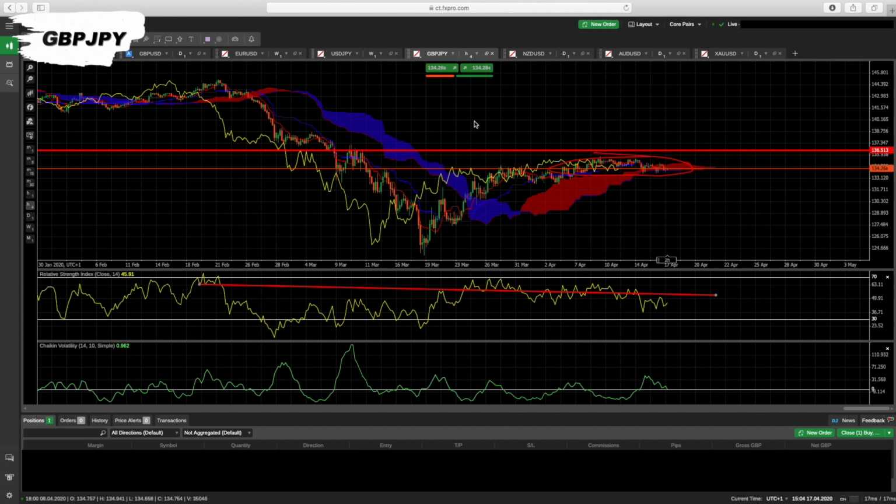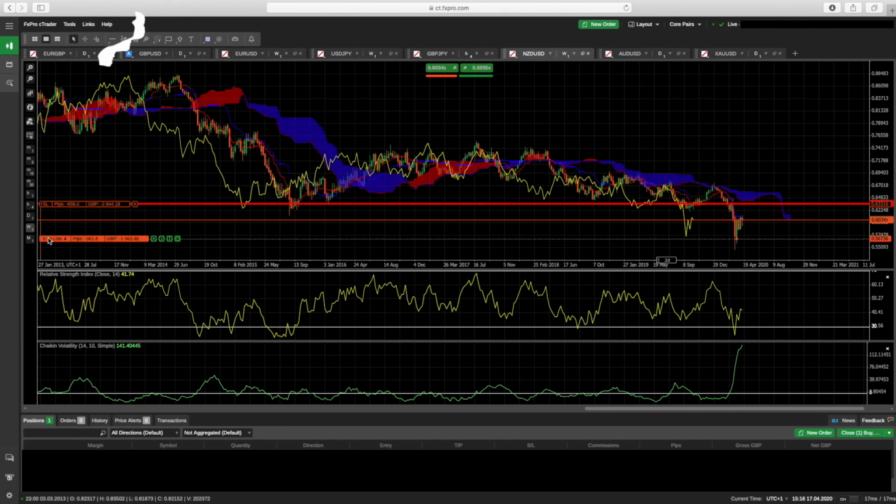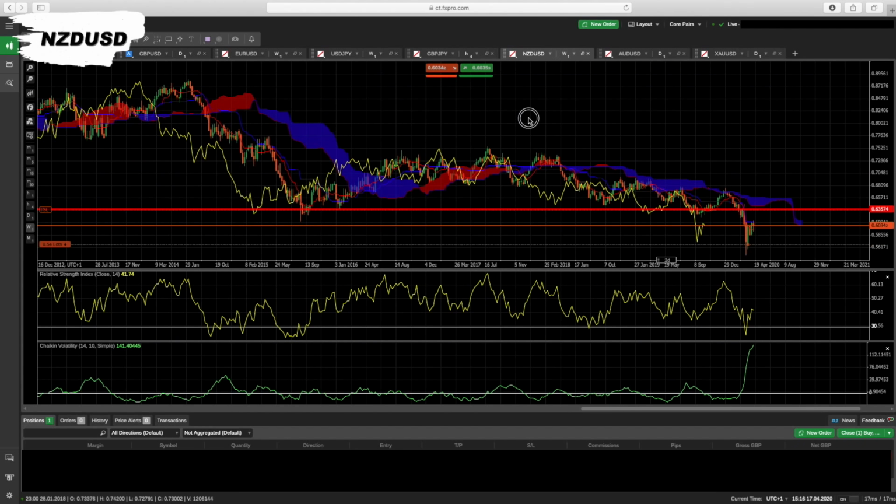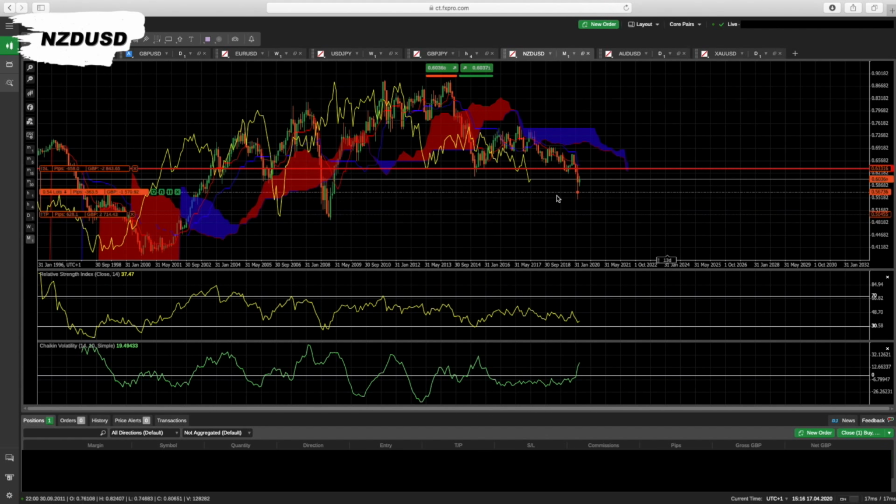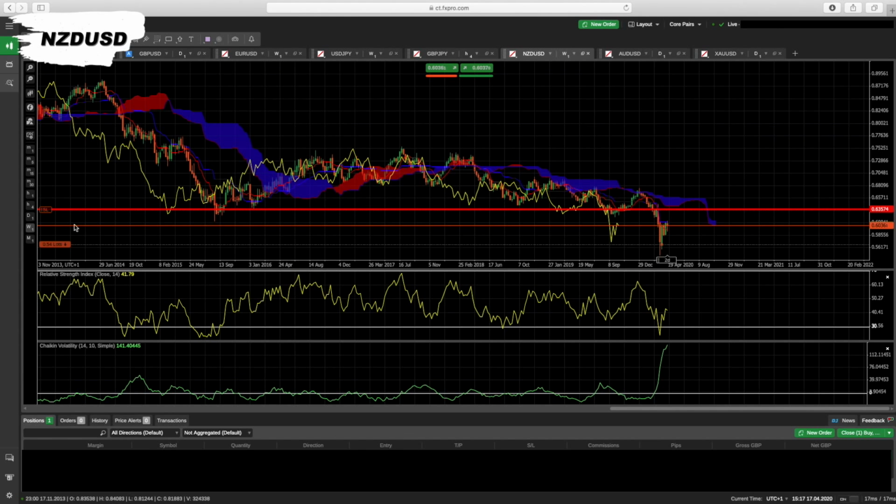Let's move on to the next pair, which is the Kiwi dollar. Let's jump straight down to the weekly. There's not much that has changed since our analysis on Tuesday. We can see that we violated the support level, as we recall, down here at 0.60, and we're heading up to retest it again at the 0.61. If we jump back down to the weekly, we can see we're still hovering around the 0.60, the 0.61.